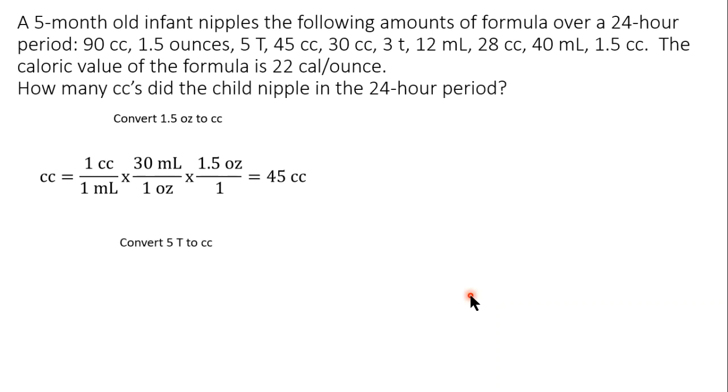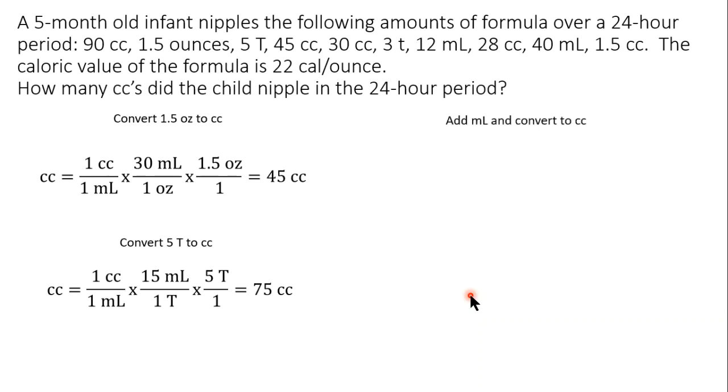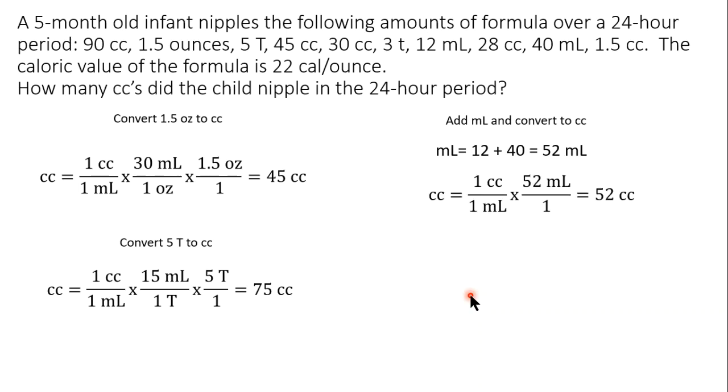Now we convert the 5T, since it's capital T, that means our conversion ratio is 15 milliliters over 1T times the 5 T's. The milliliters and the T's cancel out, and we are left with 75 cc's. Then all the milliliters, we add them and convert them to cc's, which is the exact same. Remember that cc's and milliliters are equal to each other. So if it's 52 milliliters, it means it's 52 cc's.